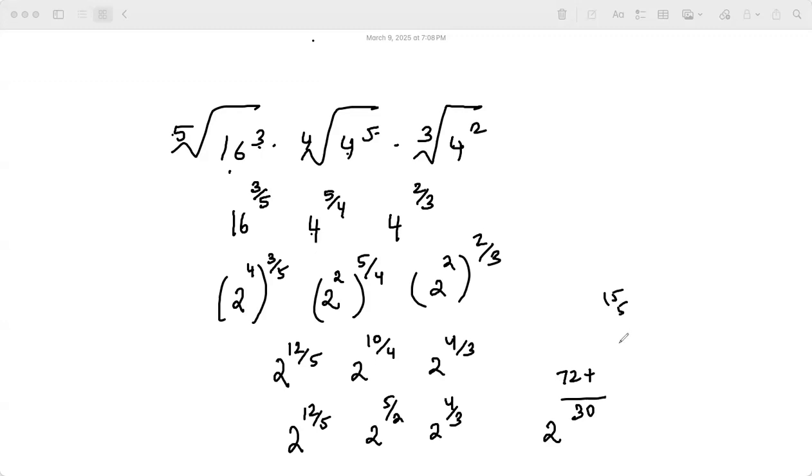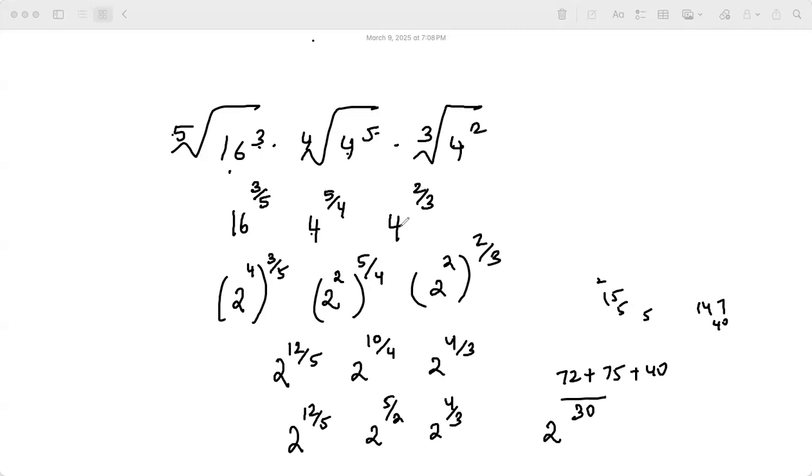Something feels so wrong to me for sure. 15 times 5 is 75. 147 plus 40. I'm getting 187 by 30. That's so wrong. Let me quickly check.